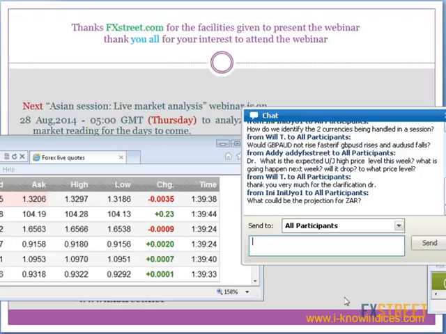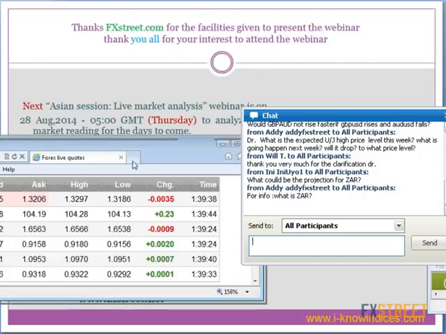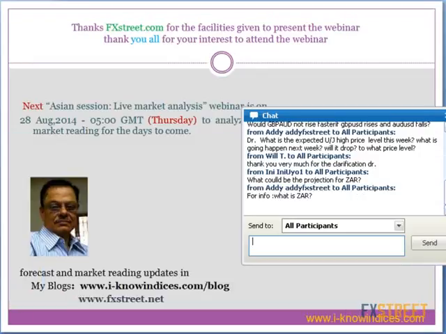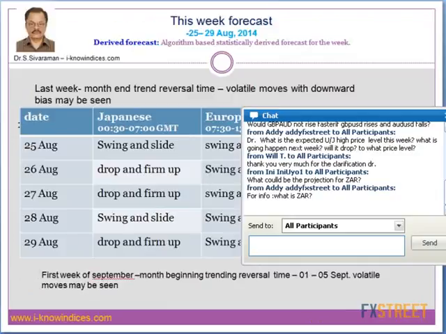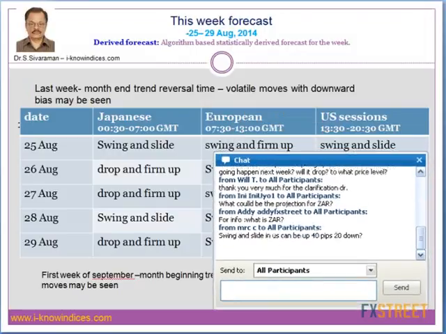Any other question, please? Okay, if there are no questions, then I'll try to show the slide of the forecast again for the benefit of the latecomers. Adi has got a question for info: what is ZAR? It is the South African rand. You kindly go into the various websites on Forex. You'll come across the explanations and also the details of those things.